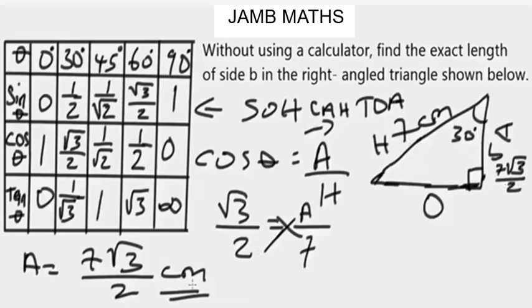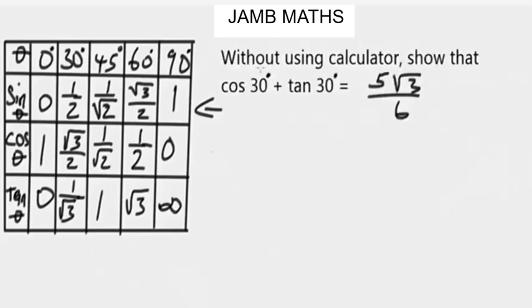Now let's wipe it and solve one more problem on this before we call it a class. Okay guys, now let's look at this question. It says, without using calculator, show that cos 30 degrees plus tan 30 degrees equals 5 root 3 over 6. To begin with, from this table, cos 30 degrees is root 3 over 2, plus tan 30 degrees, which is 1 over root 3.